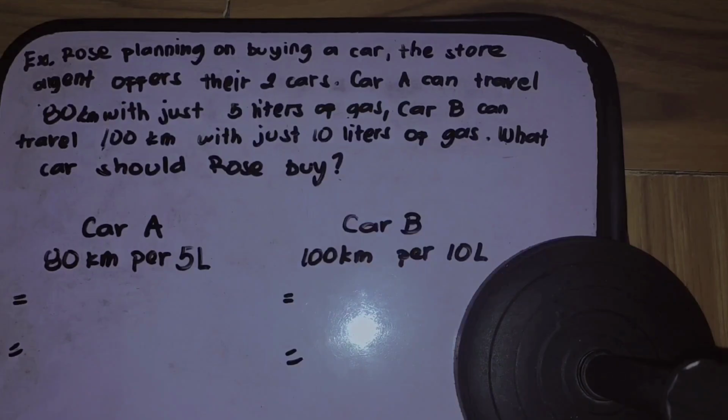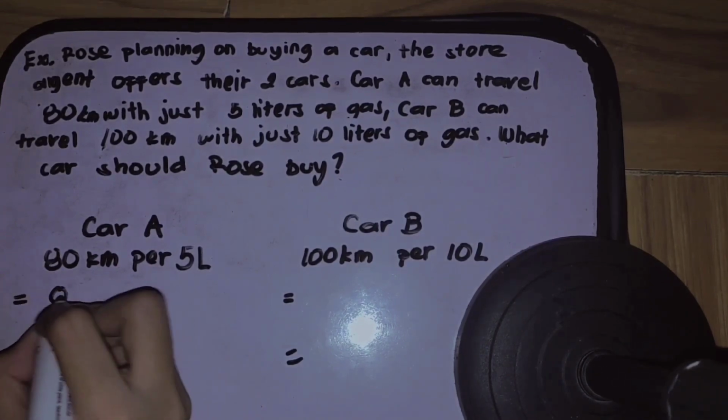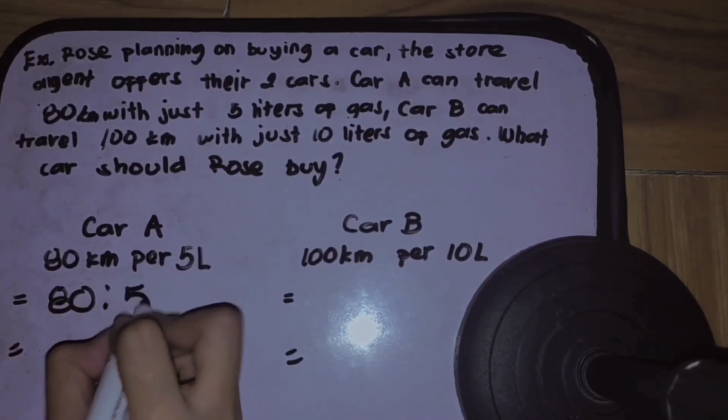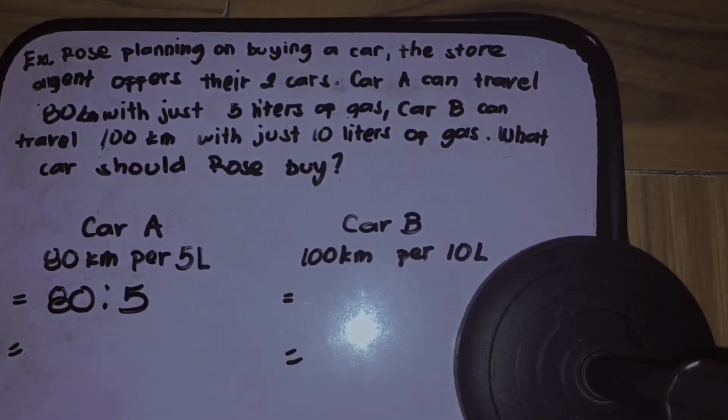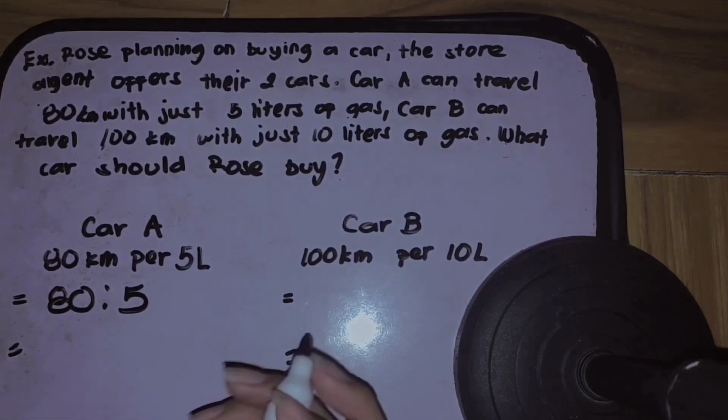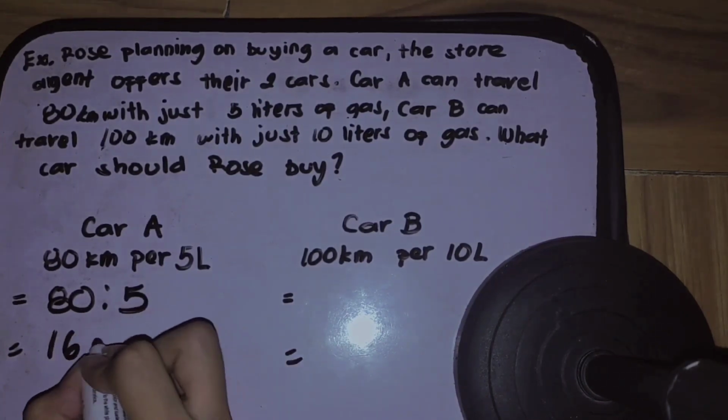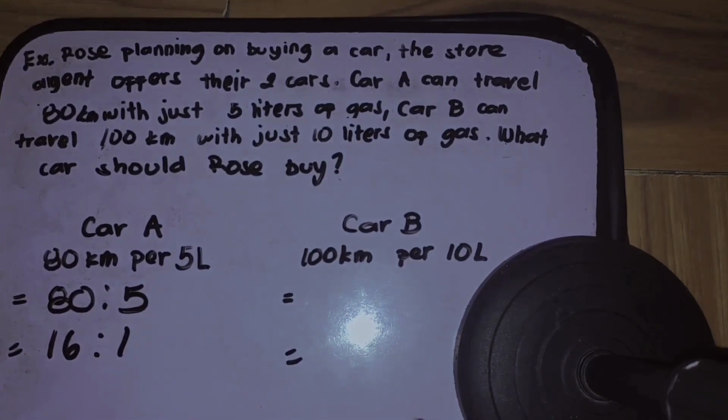For our last example, Rose is planning on buying a car. The store agent offers her two cars. Car A can travel 80 kilometers with just 5 liters of gas. Car B can travel 100 kilometers with just 10 liters of gas. What car should Rose buy? Car A, 80 kilometers per 5 liters. So, alamin natin kung ilang kilometer per 1 liter. There are 16 kilometers per 1 liter.